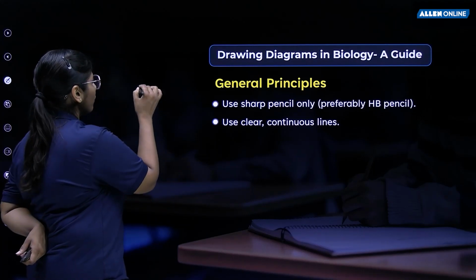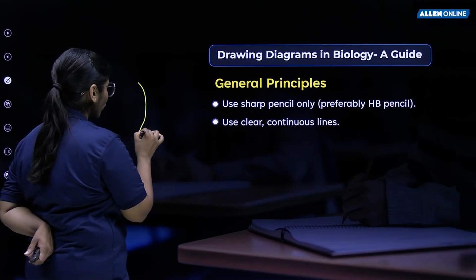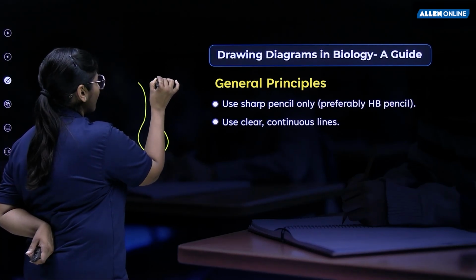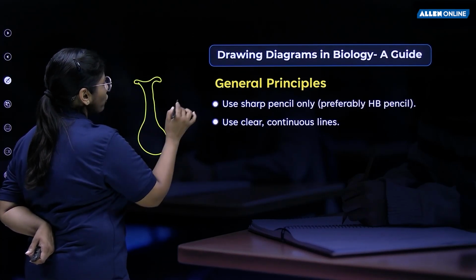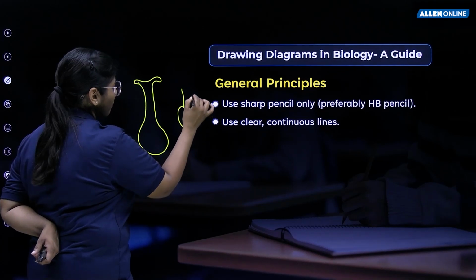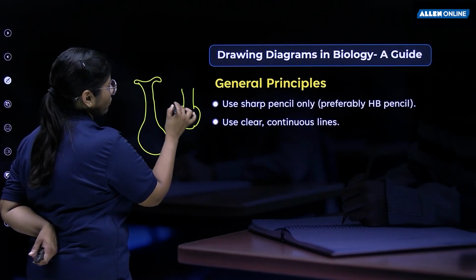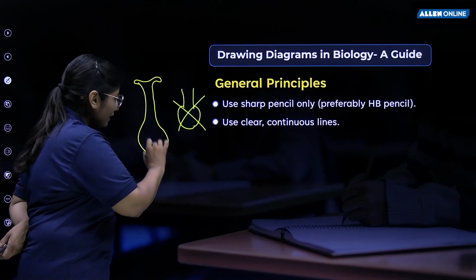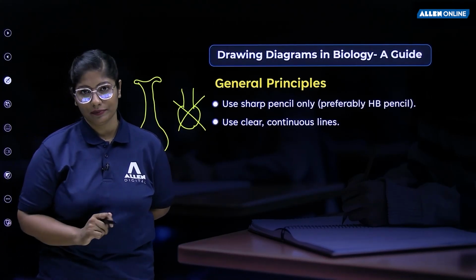Suppose you are drawing the flower's pistil. So when you are drawing the pistil of the flower, you should make the lines continuous like this. Okay, you should not add some breaks like this. Okay, this should not be the case. Okay, so you don't have to do this, right? You should draw it continuously so that it comes out clear.